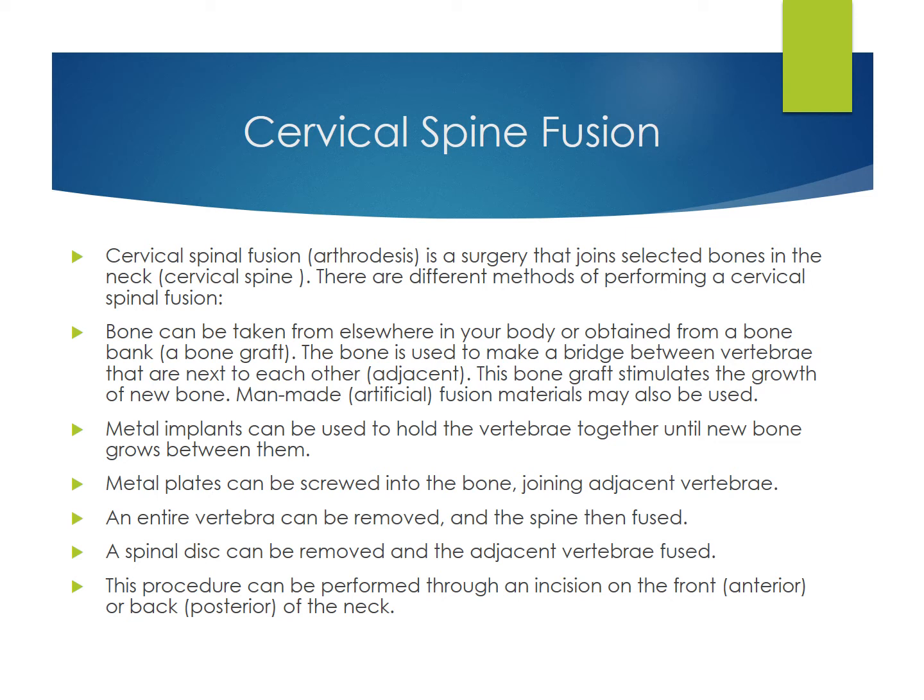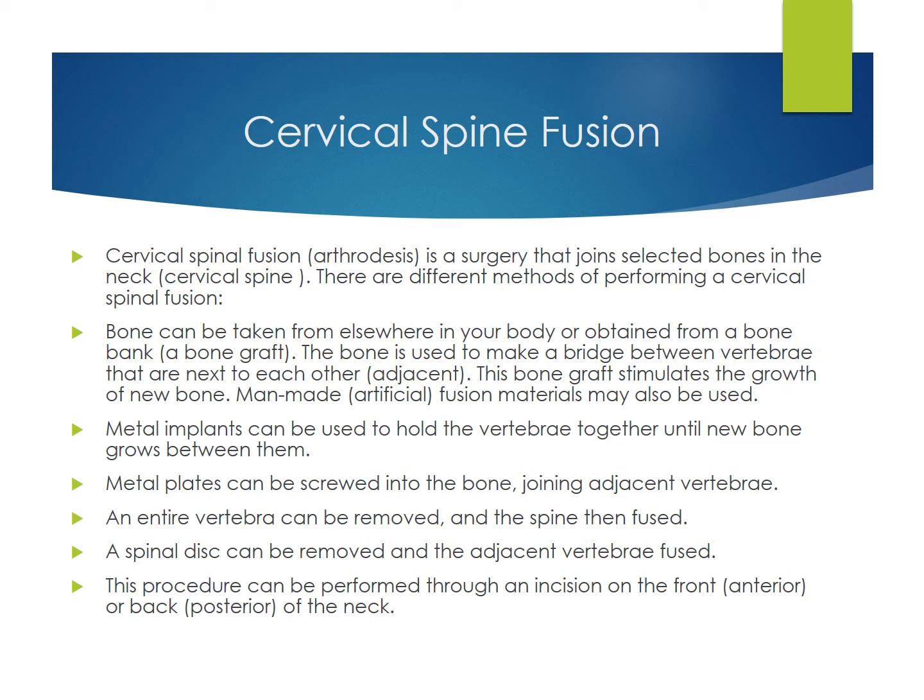Bone can be taken from elsewhere in your body or obtained from a bone bank. This bone is used to make a bridge between vertebrae that are next to each other. This bone graft stimulates growth of new bone. Man-made fusion materials may also be used. Metal implants can be used to hold the vertebrae together until new bone grows between them. Metal plates can be screwed into the bone, joining adjacent vertebrae.